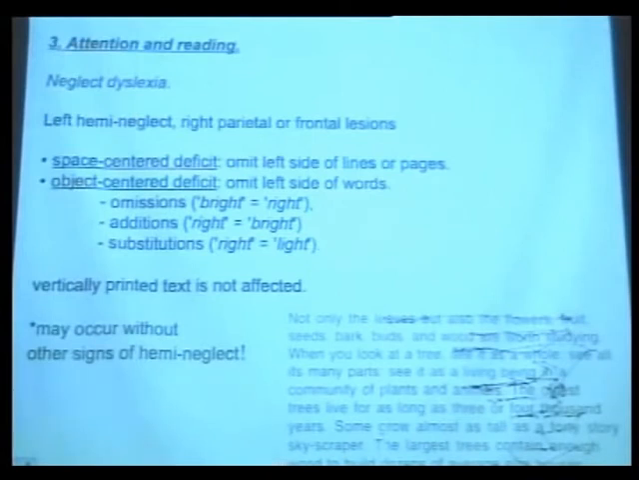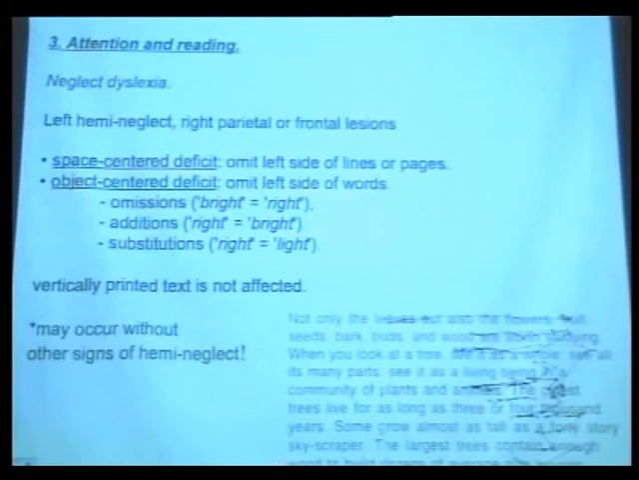That makes trying to figure out the meaning of what you're reading very interesting when you're only reading half the page. The other possibility that you often see with these people is an object-centered deficit. And in this case, it means that when they see an individual word, they miss out the left side of the word. Even if the word is on the right side of the page, they'll miss the beginning of the word. So that could be things like omissions, where bright is read as right because they don't see the B.